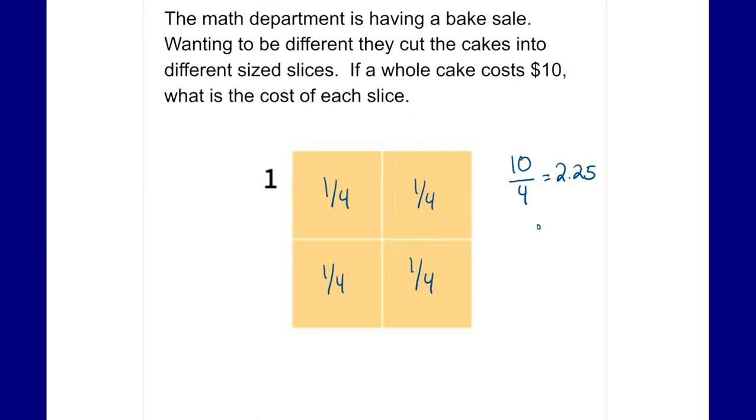Or, I'm going to write it maybe as a mixed fraction, 2, and not 2.25. Wow, can't do my math. 2.50, 2 2/4, or 2 1/2. So different ways you can represent it, but if we're dealing with money, it's fine to use decimals. So each slice here would be $2.50. I'm going to give you different examples or different cuts, and I want you to try to determine what the cost of each slice is.